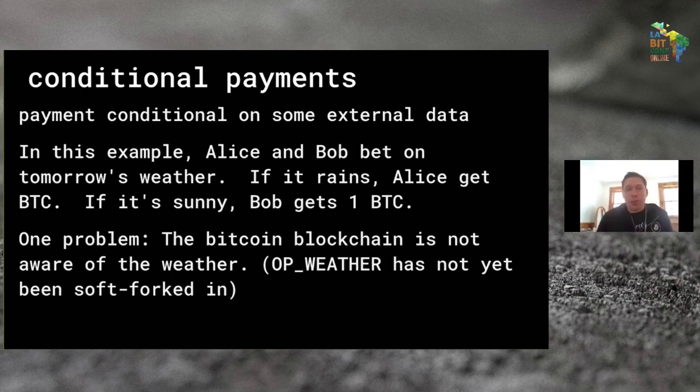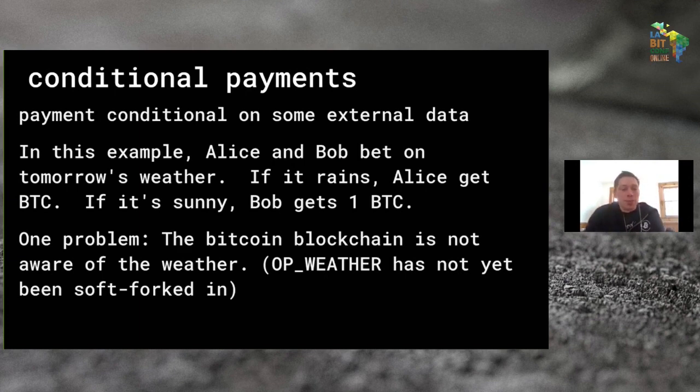Okay, so the basic idea of discrete log contracts and a lot of these smart contracts, right, is conditional payments. It's that simple, right? You want to pay someone conditional on some external data, something in the real world happening or something in the virtual world happening. So as an example, Alice and Bob want to bet on tomorrow's weather. So if it rains, Alice gets a Bitcoin. If it's sunny, Bob gets a Bitcoin. And they want to have a bet. That's a conditional payment. Another way to say it is bets.